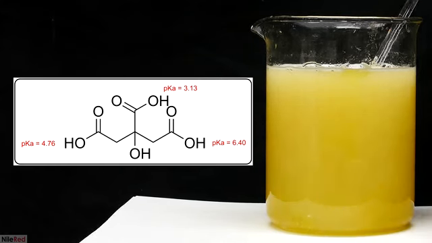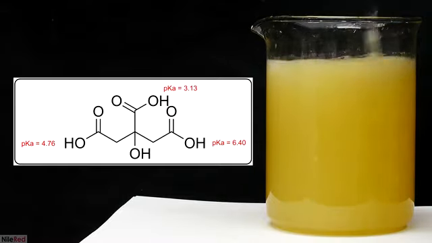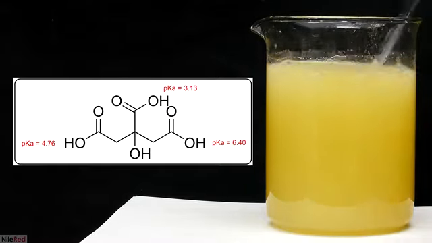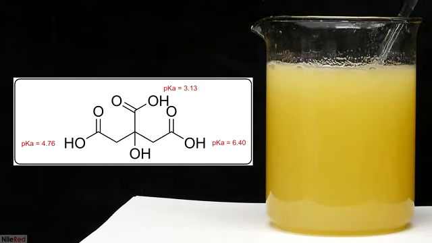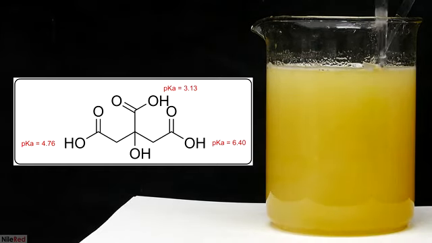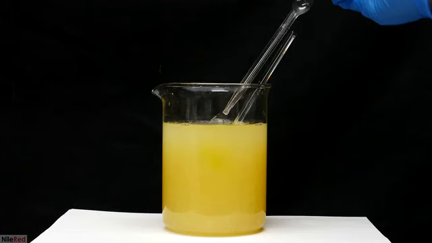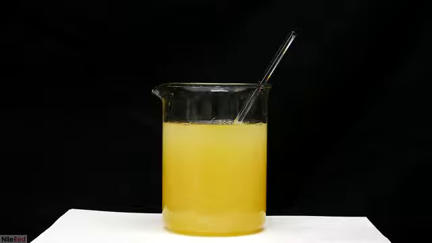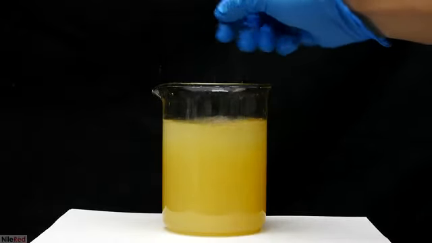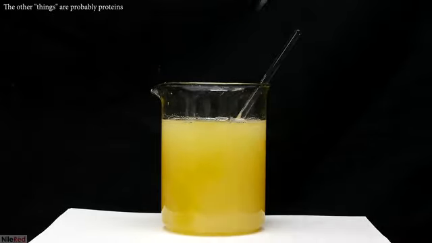we need to bring the solution up to a pH of about 5. For the second most acidic proton, we'll need a pH around 7, and for the least acidic one, we need to bring it up to about 8.5 or 9. Once we get a pH of about 9, almost 100% of the citric acid should be neutralized.